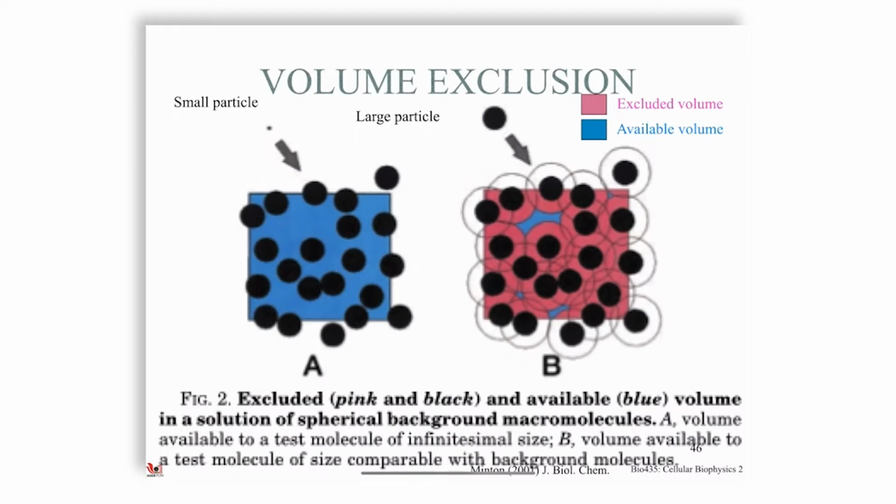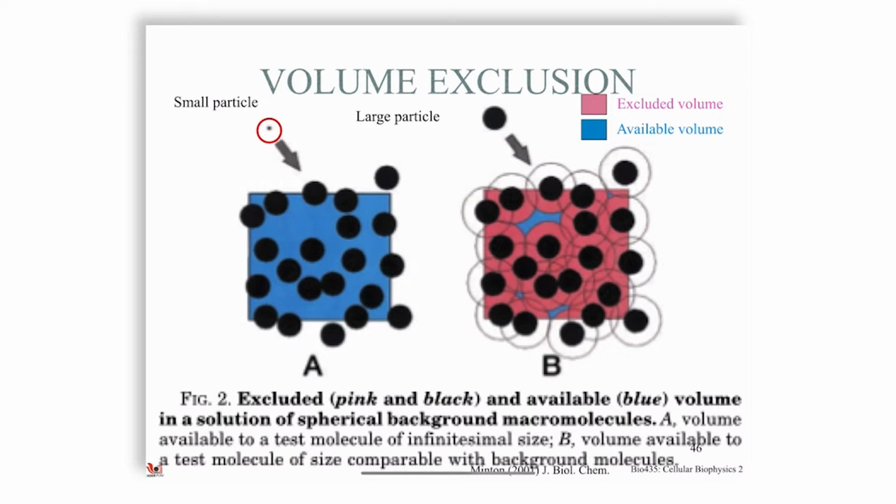In its simplest form, volume exclusion states the following: you either have a small particle that you are trying to insert into a volume which contains an available volume. This is the blue part. In which case, the black molecules that already fill the region have intermolecular spaces, and that's where your tiny molecule is likely to fit in.